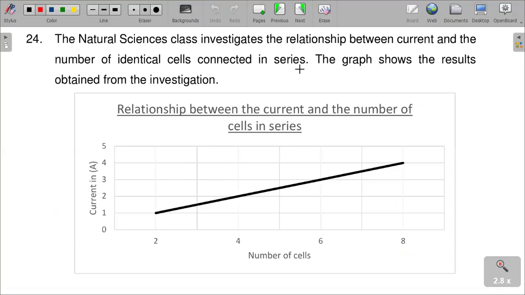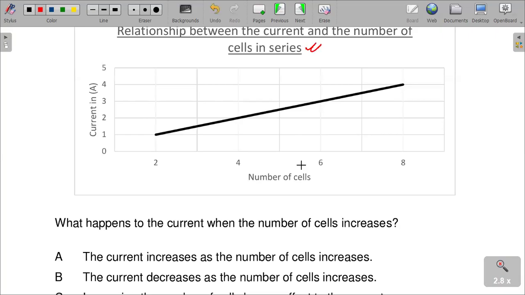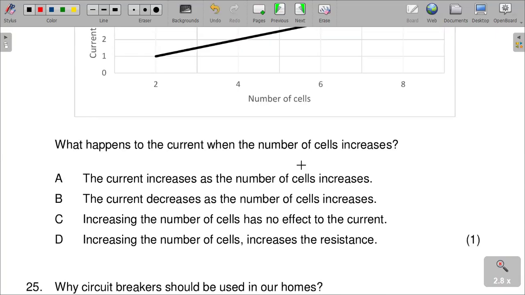A natural sciences class investigates the relationship between current and the number of identical cells connected in series. The graph shows the results obtained from the investigation, the current in amps and the number of cells. So the question is asking, what happens to the current when the number of cells increases? The current increases as the number of cells increases.